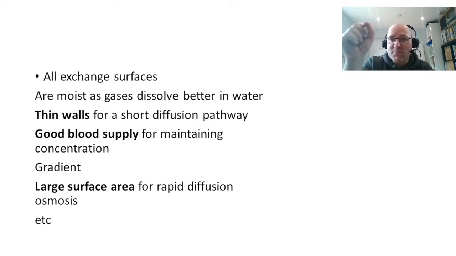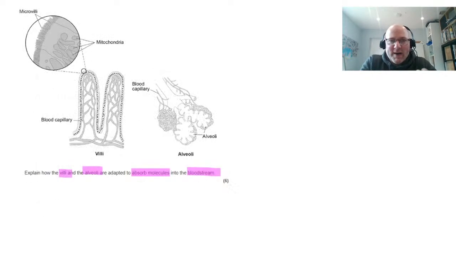Now you need to know the explanation for real extra marks. If it's a 6 marker, thin walls make a short diffusion pathway. Sophie said the good blood supply gives us a high concentration gradient, and the large surface area just allows rapid diffusion, osmosis, active transport. And we're right near the end now.